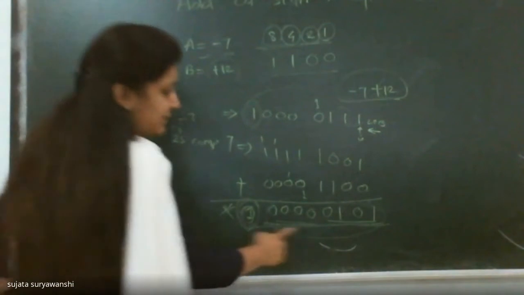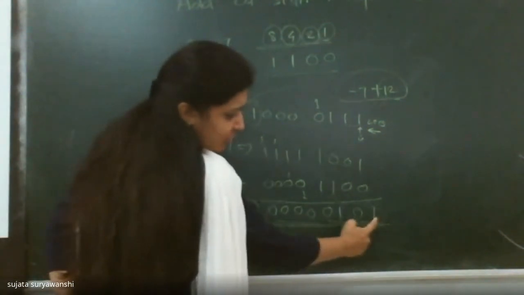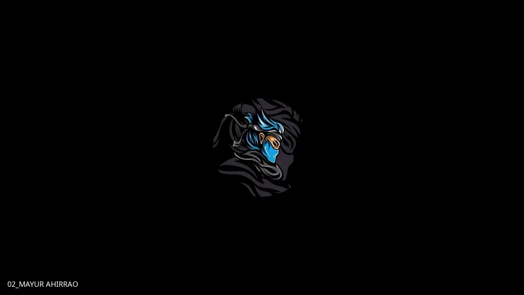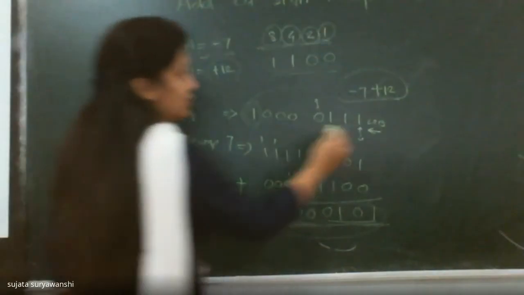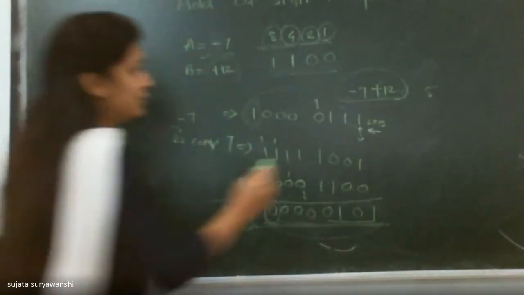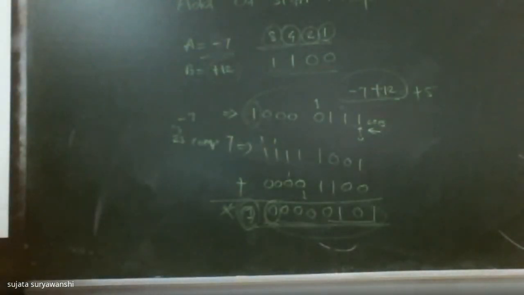And what is the magnitude? 0 1 0 1. So what is the equivalent decimal number of this? Five. Very good. So it is equal to 5, and this sign bit shows it is equal to 0. 0 means positive, so your answer is positive. Understood? Everyone getting this?